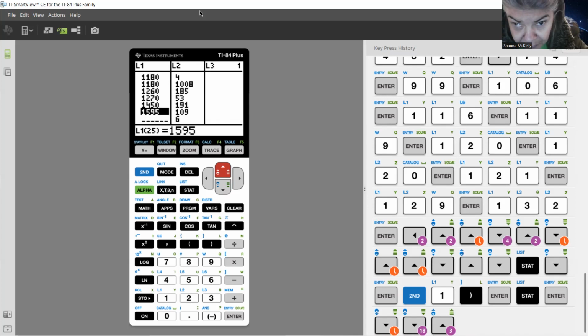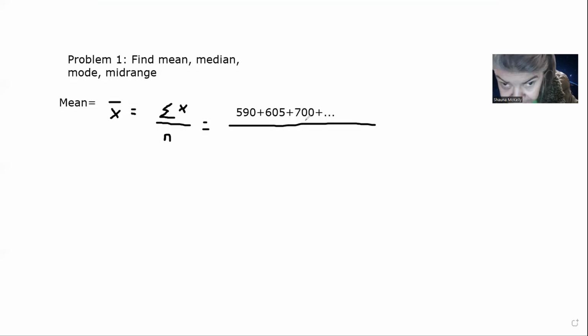So we have 1595 at the bottom, at the back. This is 1595. Okay. And then you have 25 down here. Now we're going to add all of the top numbers, and then we're going to divide that by 25.